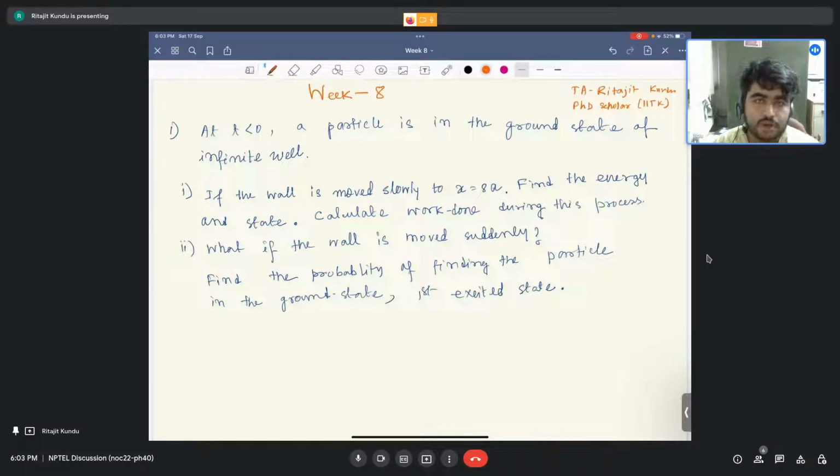So, today we'll be talking about week 8's contents. Mostly I'll be talking about some time-dependent problems, where the Hamiltonian has explicit time dependence, and so we'll see. We'll solve some problems so that you can also in turn solve week 8's assignments.